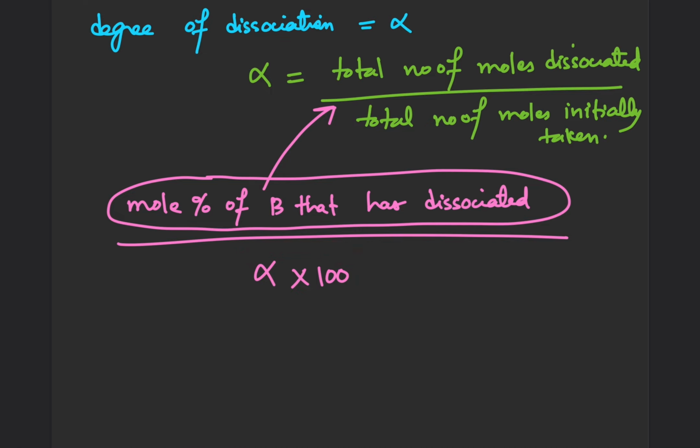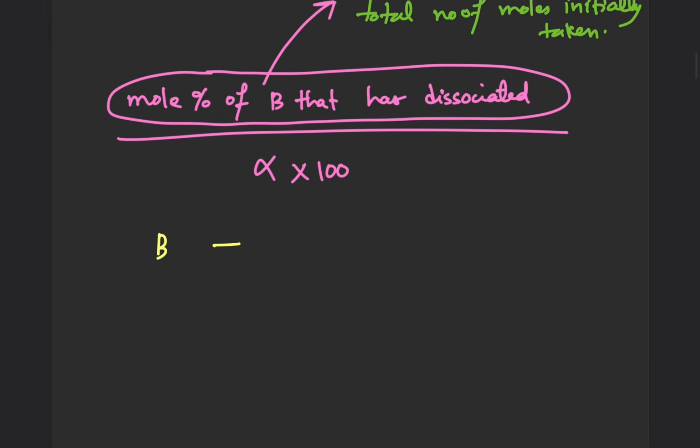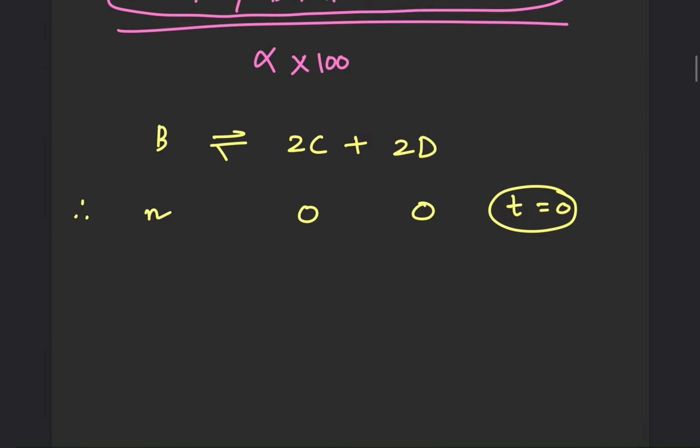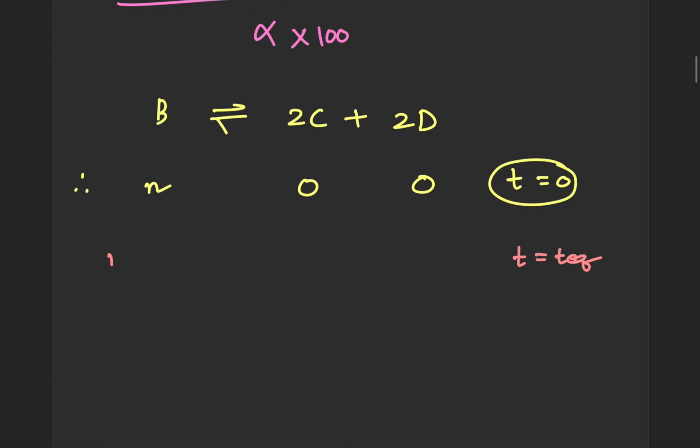It is given to us that B dissociates to give 2C plus 2D, and we have assumed the initial moles of B as n. So therefore, n, 0 and 0, so this is at time t equal to 0, and at time t equal to equilibrium, when we have achieved equilibrium, we'll be left with n minus n alpha, 2n alpha, and here also 2n alpha.